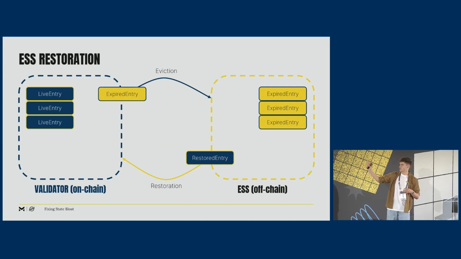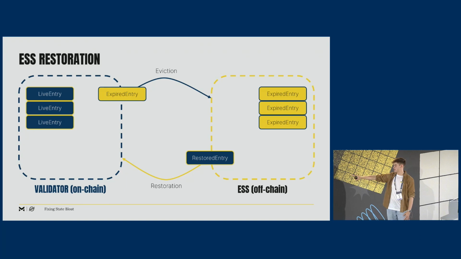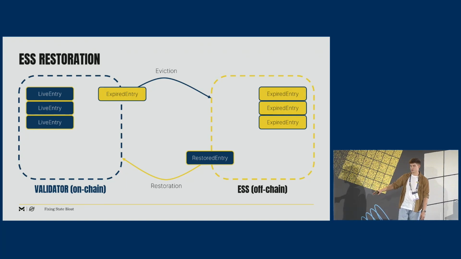On the left side, you have our validator that has all our live entries stored in it. Whenever an entry expires, it gets deleted in a process we call eviction, and then kicked back to the ESS, which is our off-chain L2 system. This then stores all of our expired entries, and whenever you want to restore something, you pay the ESS, get the entry back, and then give it to the validator via this restore operation.